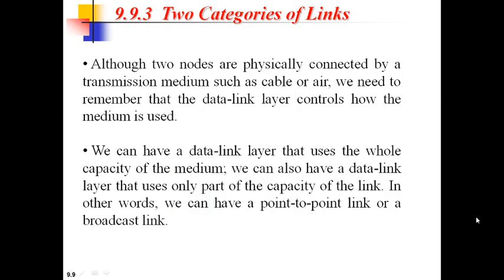In communication, nodes are physically connected by a transmission medium such as cable or air. We need to remember that the data link layer controls how the medium is used. We can have a data link layer that uses the whole capacity of the medium, or we can have a data link layer that uses only a part of the capacity of the link. In other words, we can have a point-to-point link or a broadcast link.